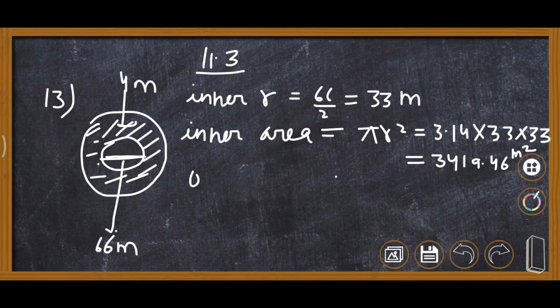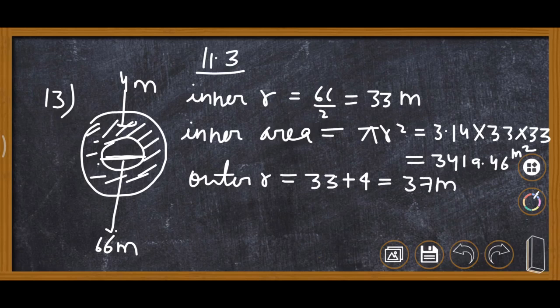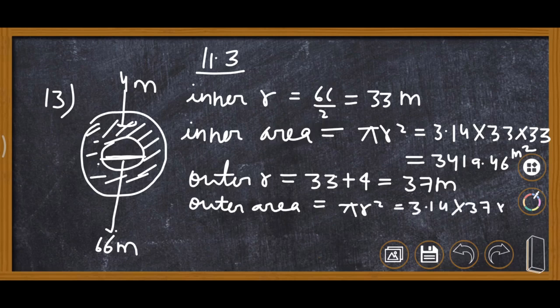Outer radius, now you know that inner radius is 33, so the width of the path will be added for outer radius, then it is 37 meter. Now we will find outer area. Formula again, pi r square, value of pi 3.14 and radius here 37 into 37. Now we will multiply this 3.14 multiply 37, then answer is 4298.66 meter square.